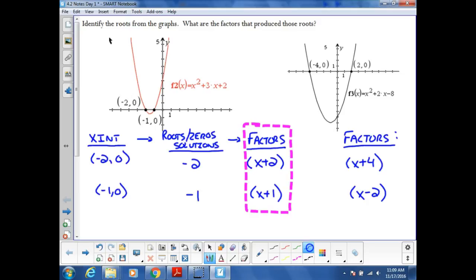But that 2 is a 0, right? Yeah. That's in this middle column. They all mean exactly the same thing. It's just how we present them as to what we're going with. Okay? Alright? So those are the factors.